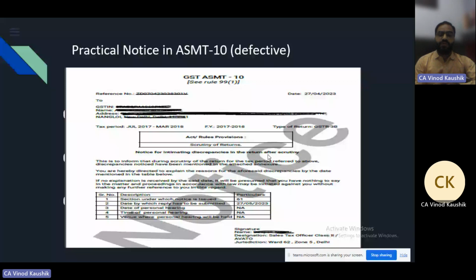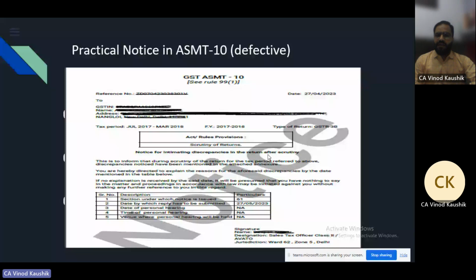ASMT 10 is not the right kind of provision in the statute where the audit can be started without due process. For an audit, there is a due process. You have to issue ADT 01, you have to get the documents, you need to start the audit. If you want to access the business premises, you need to move under section 71, wherein the consent of the joint commissioner needs to be taken.